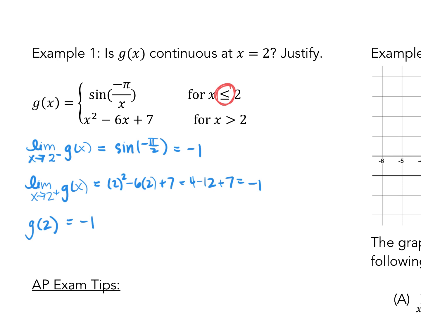So all three things. And so your conclusion, when you write a justification, you would say g of x is continuous because, and there has to be a because reason. Your because reason would include the equality of all three things. So you could say because the left-hand limit equals the right-hand limit, which equals g of 2, and they all equal the value of -1. So all of those things are equal.